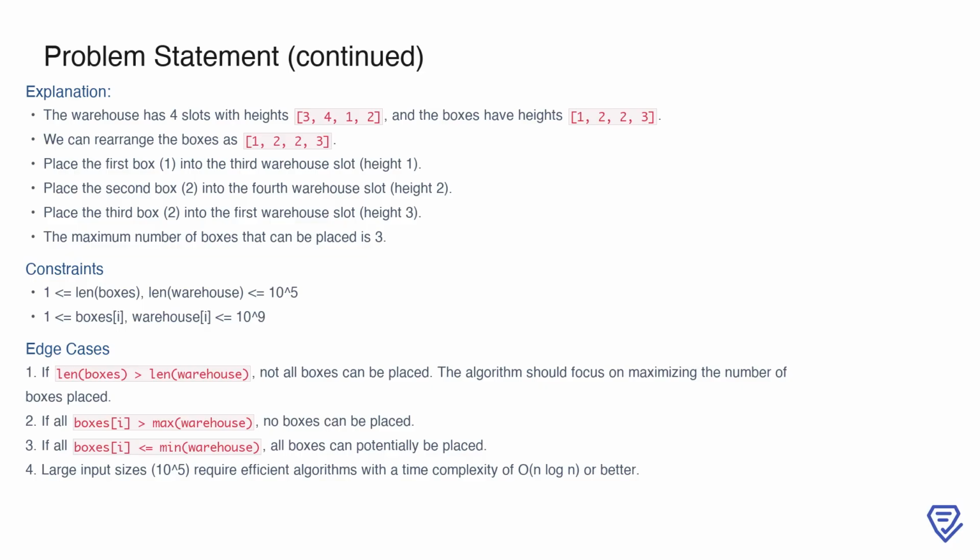The constraints of the problem further highlight that we need an efficient algorithm, as both arrays can be very large, up to 10^5 elements. Additionally, we must handle edge cases, such as when no boxes can fit, when all boxes can fit, or when the number of boxes exceeds the number of slots in the warehouse. These considerations emphasize the importance of balancing efficiency and correctness in our approach.